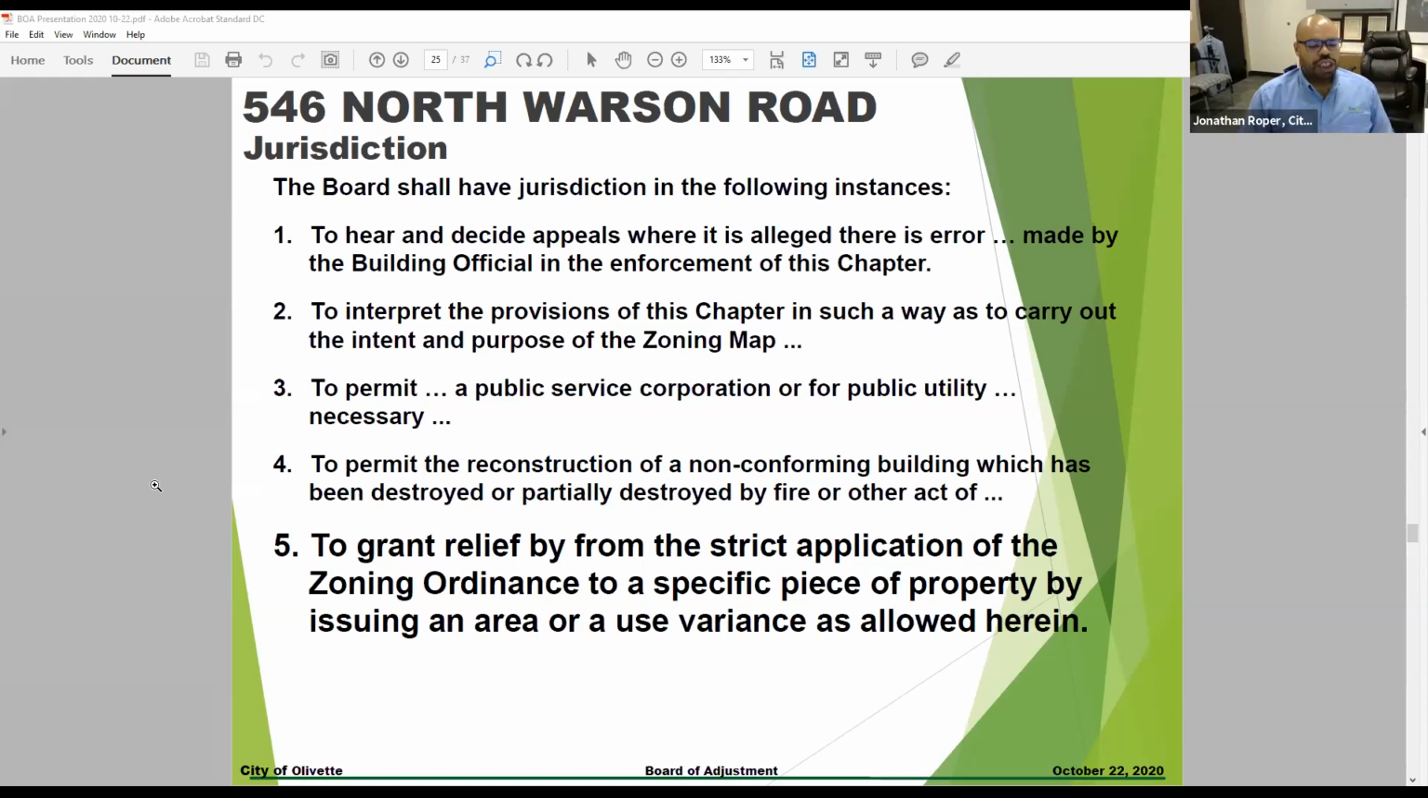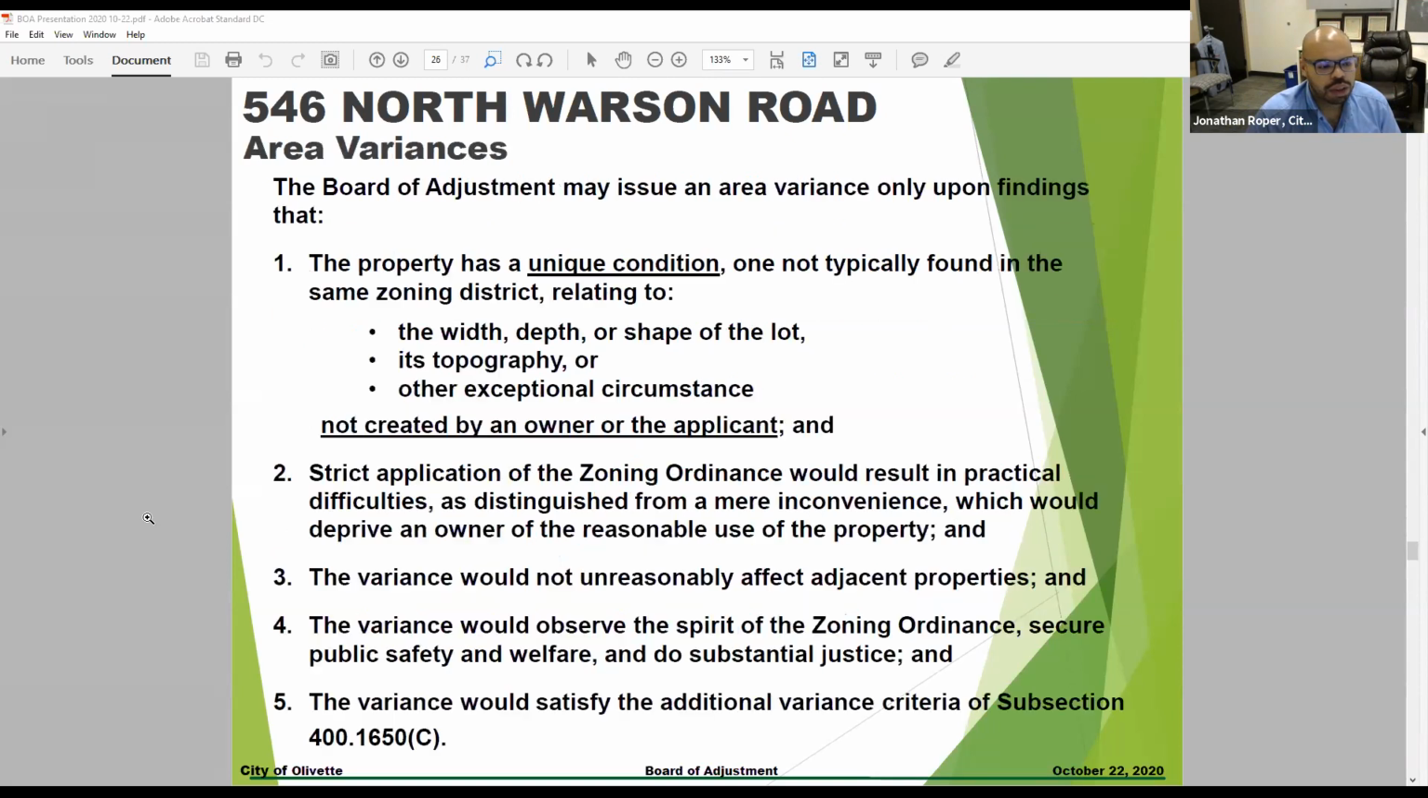The board has jurisdiction to grant relief from the strict application of the zoning ordinance to a specific piece of property by issuing an area variance. In this case, it would be an area variance as allowed herein. Next slide, please.